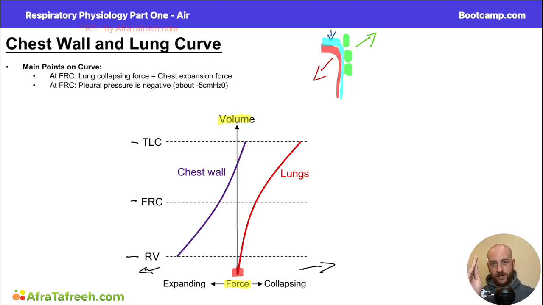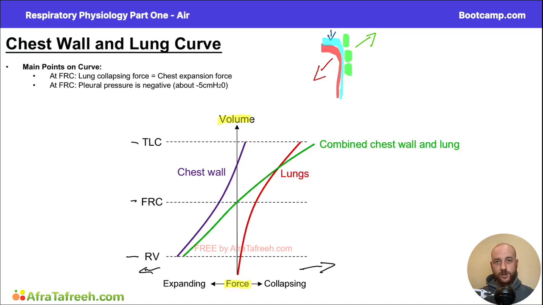But the moment that we start to increase the lung volume and allow it to expand, it will start to increase its collapsing force. So the more that the lung volume increases, the more that the lungs will want to collapse until we get to total lung capacity where the collapsing force in the lungs is at a maximum. And finally, remember that the chest wall and the lungs are connected to each other via the pleura. And so respiratory physiologists like to consider a curve that takes into account the chest wall lung system. So let's add in that curve here.